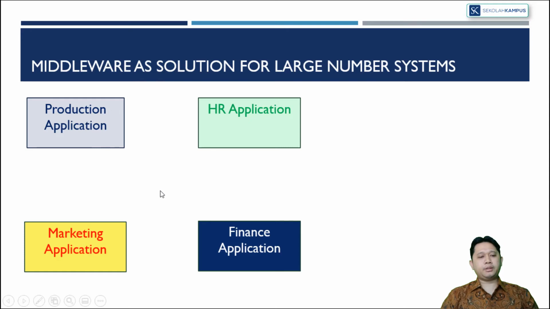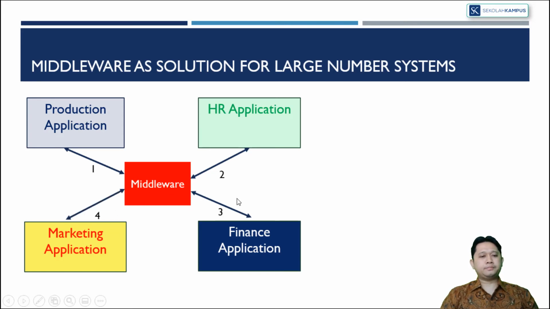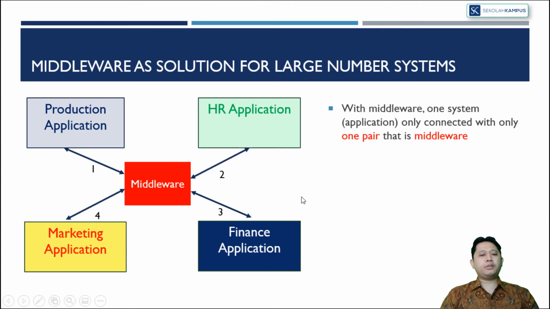Okay, for example, we can put middleware in the center here, and then each application communicates with the middleware. For example, production communicates with the middleware, HR communicates with the middleware, finance communicates with the middleware, and marketing communicates with the middleware. So with middleware, one system or one application is connected with only one pair, between the application and the middleware.